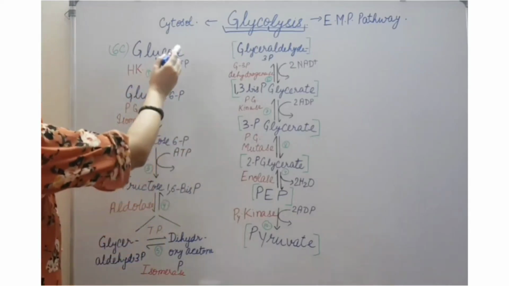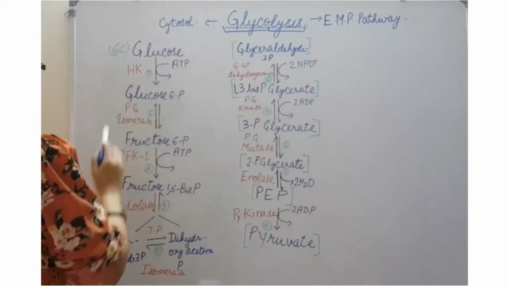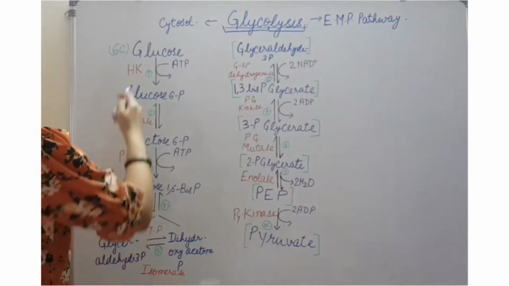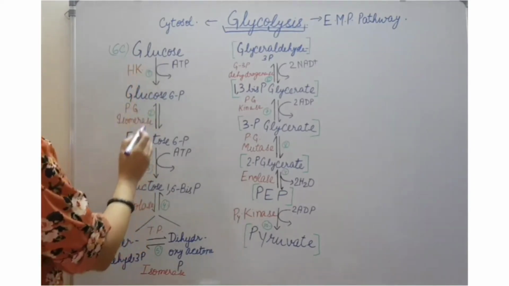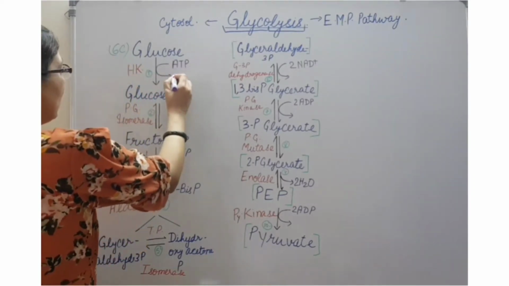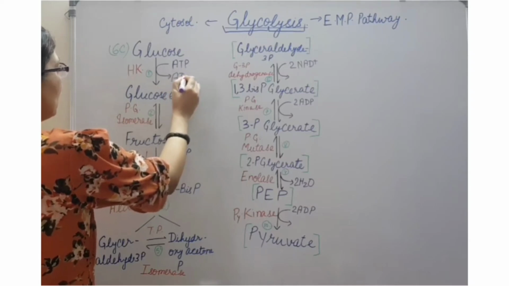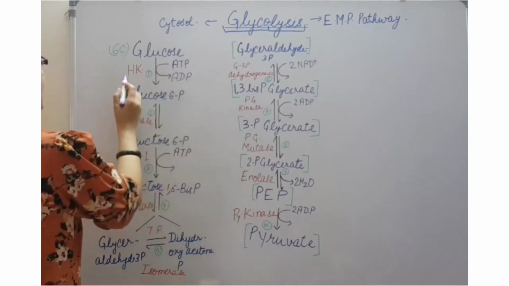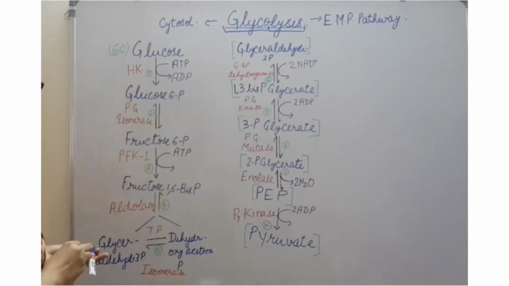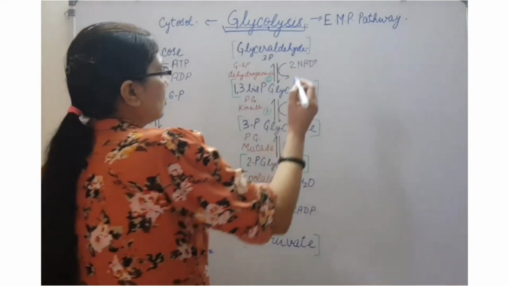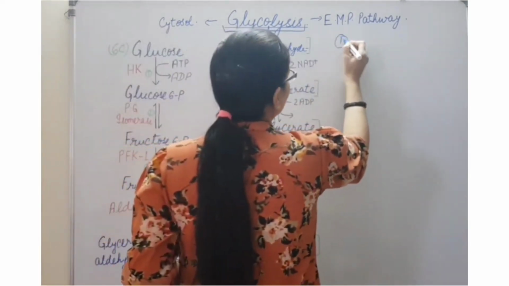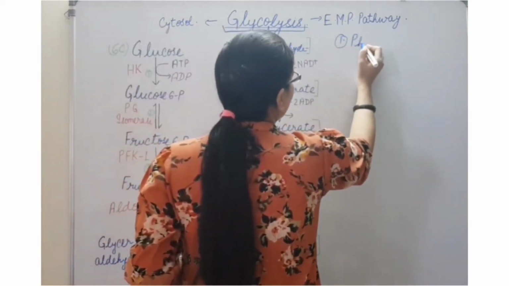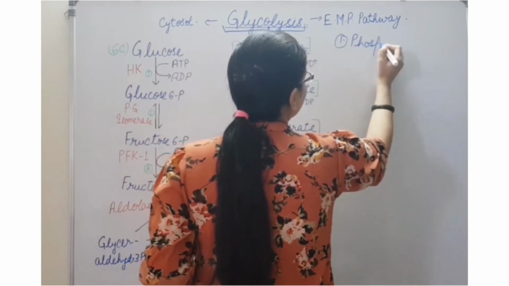So the steps are, first glucose is converted into glucose 6-phosphate. Glucose is a 6-carbon compound. The phosphate group is transferred by ATP, which itself is converted into ADP, and the enzyme which catalyzes this reaction is hexokinase. So the first step is the phosphorylation step.